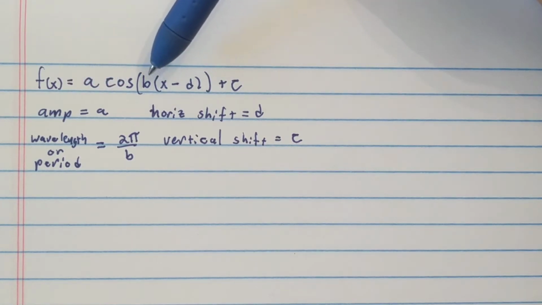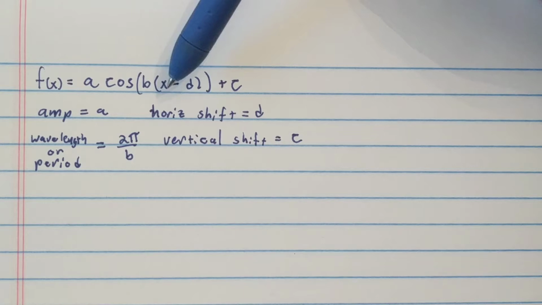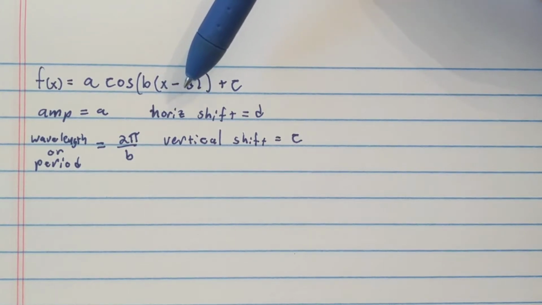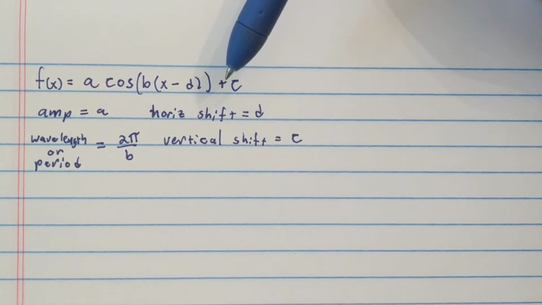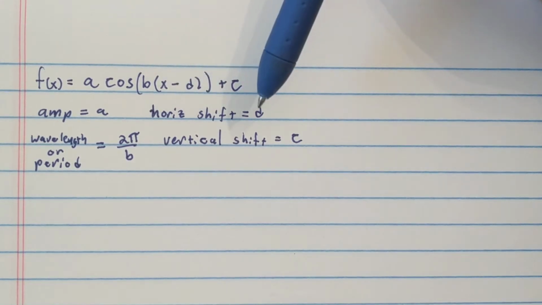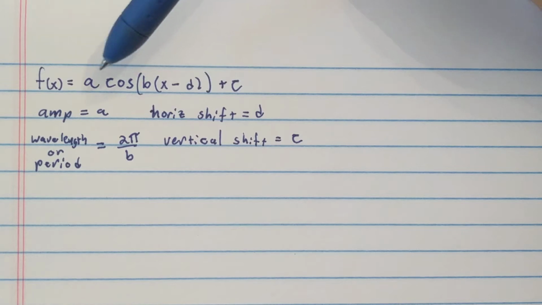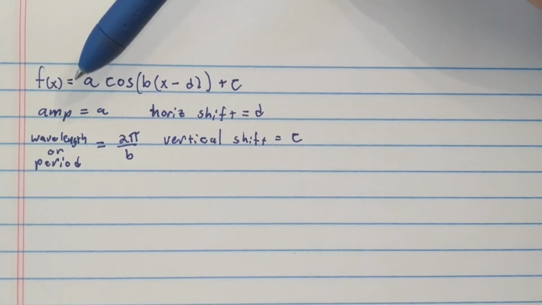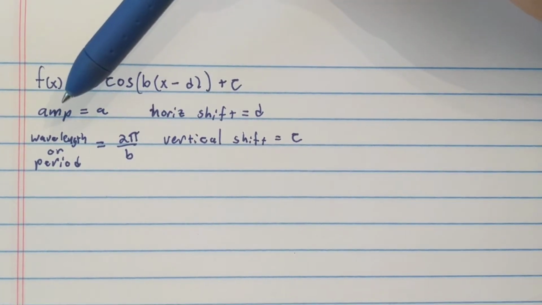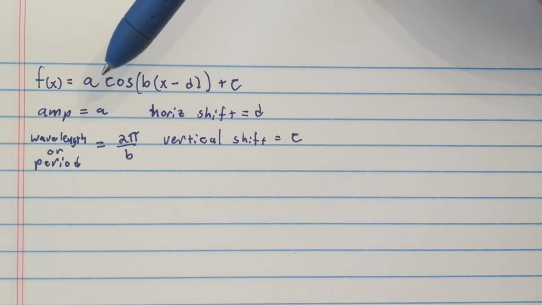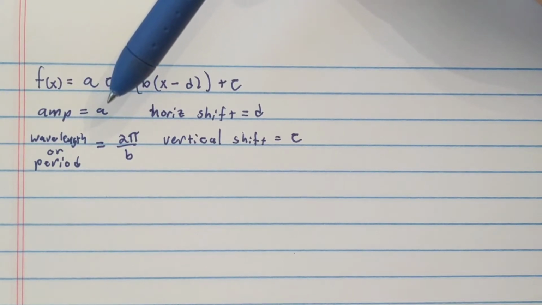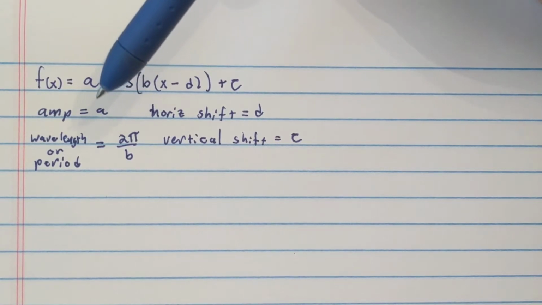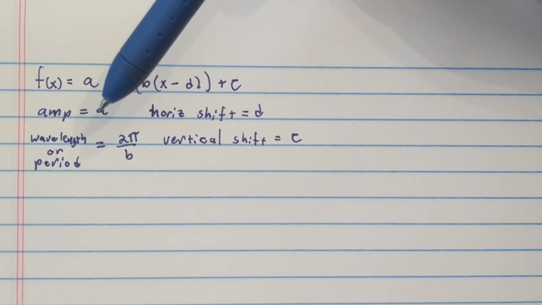On the inside, we have b, which is our coefficient of x, d, which is always being subtracted from x, and c, which is always being added to the function at the end. These four letters affect our wave in this way. Our amplitude is the number a, so whatever this number is, that will be our amplitude. Oftentimes we consider amplitude always being positive, but I wouldn't mind if this number right up here was like a -3, you could write the amplitude as negative.